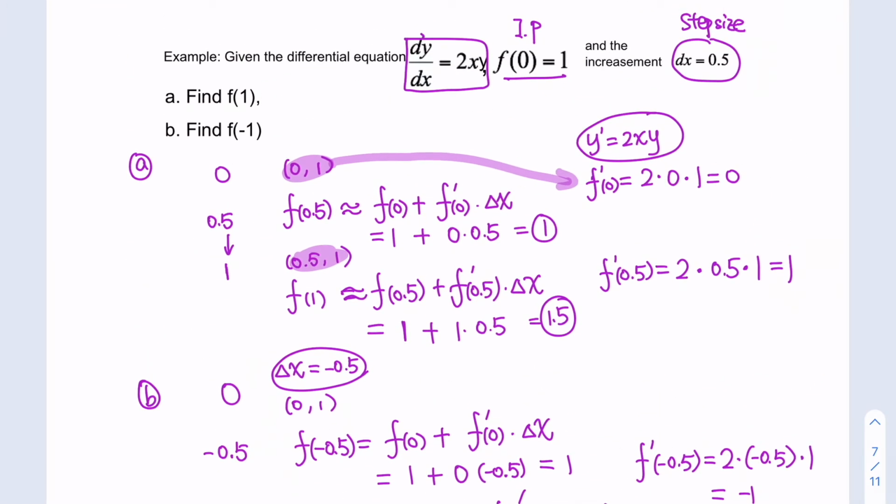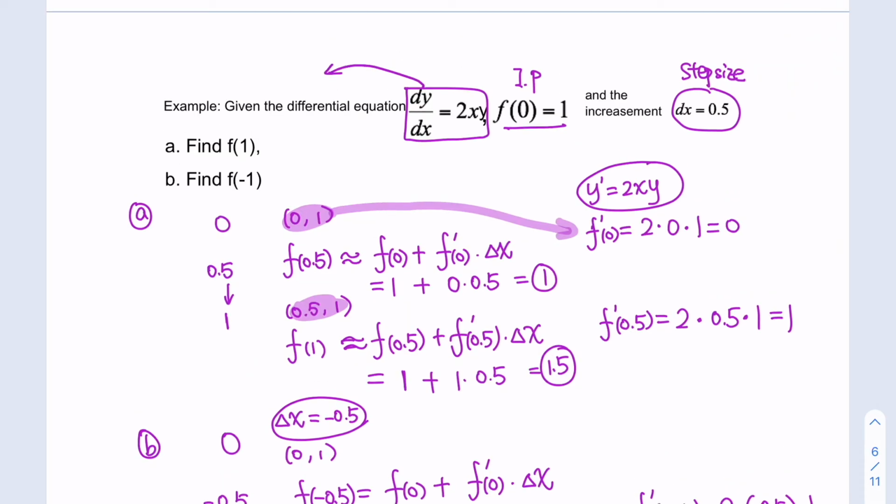You can also solve this by hand. You'll get a real solution for y. So this is your approximation using different steps, and this is your real value. The difference between your approximation and the real value is the error.